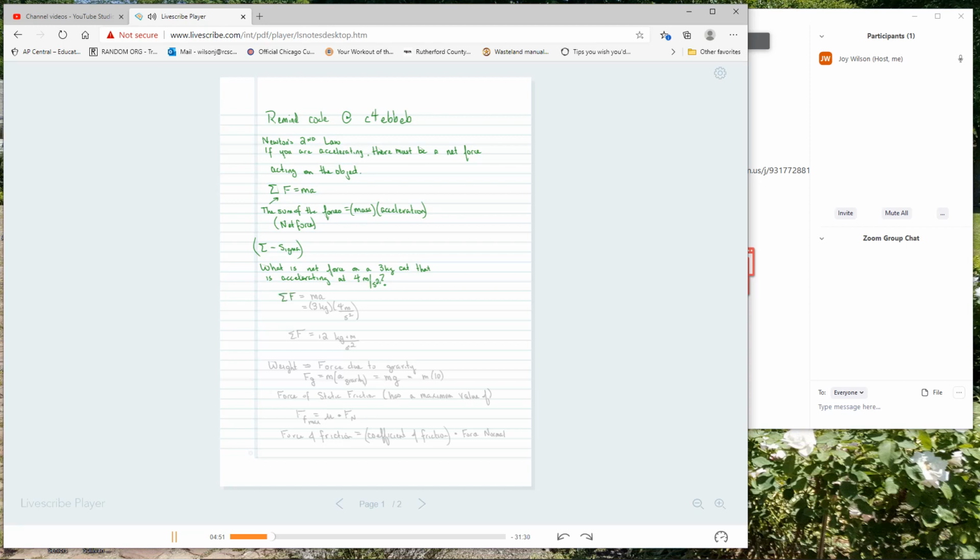Well, our net force is mass times acceleration. So that would be 3 kilograms times 4 meters per second squared. So our force, our net force, would be 12 kilogram meters per second squared. Oops, sorry. I need to erase that for you. It's pretty simple math here.